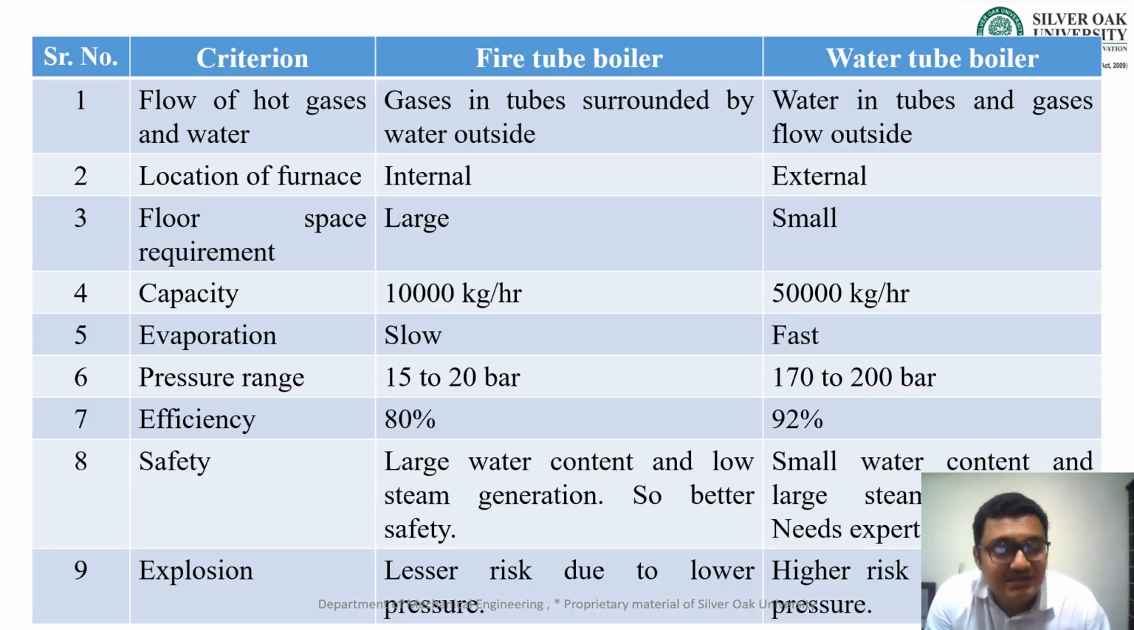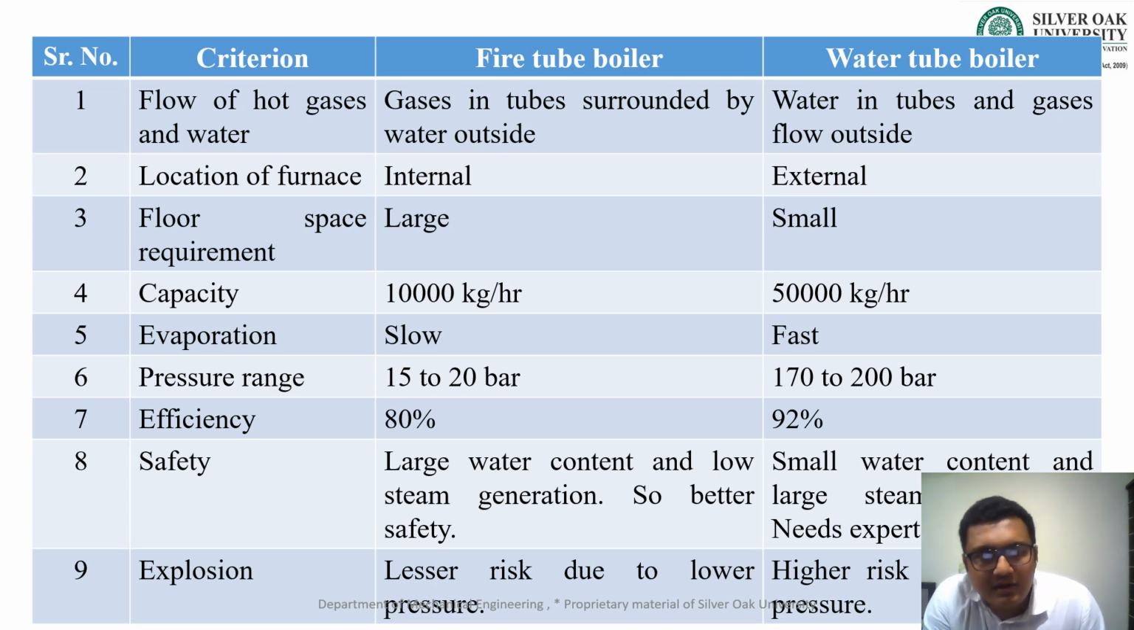After discussing the classification of boiler, now we move to the next topic, the comparison between fire tube boiler and water tube boiler. This is a very important part of the steam boiler chapter. There are 14 criteria on which we compare the fire tube boiler and water tube boiler. The first criteria is flow of hot flue gases and water.